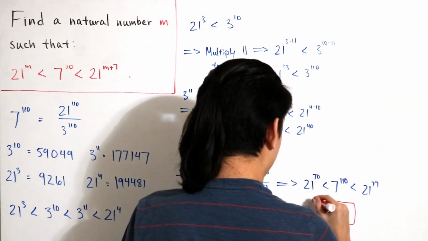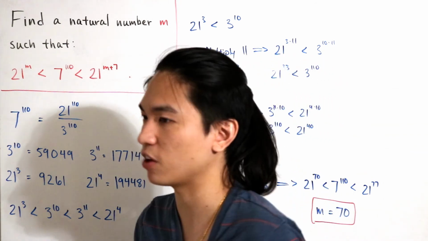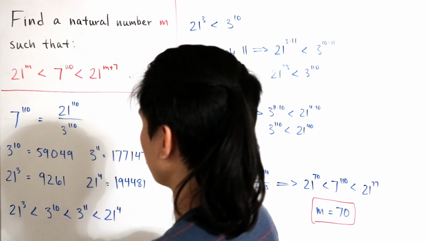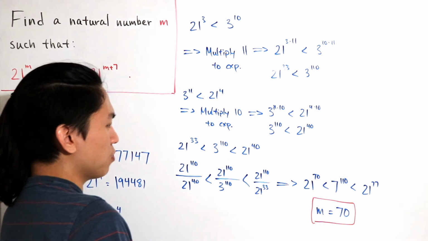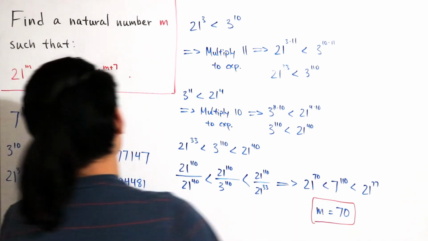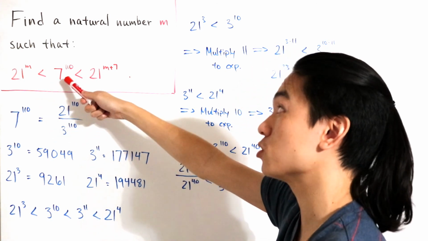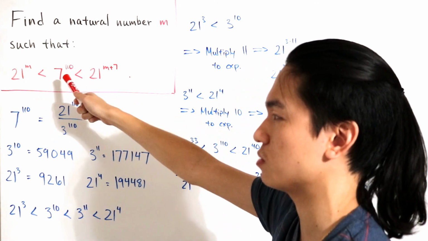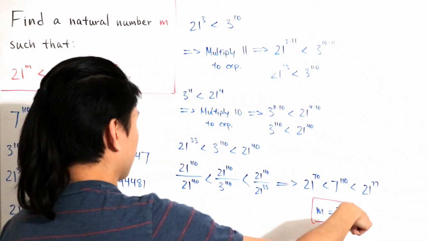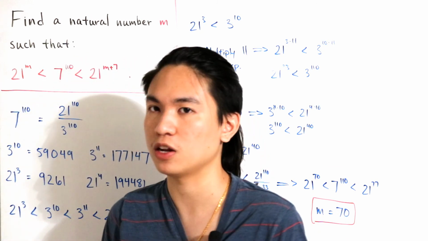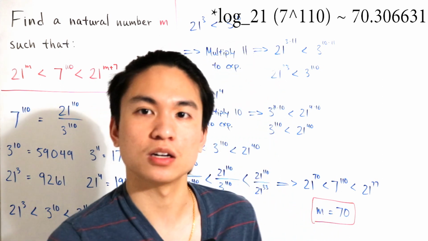This is not too convoluted, not too crazy. This is very simple number theory, just utilizing everything you know about exponents and bases. It's also neat to see that if you take the logarithm base 21 of 7 to the 110 power, you'll get a decimal approximation that is close to 70. I forgot the number, but I'll put it in the video to give you the exact number. That's pretty cool if you ask me.